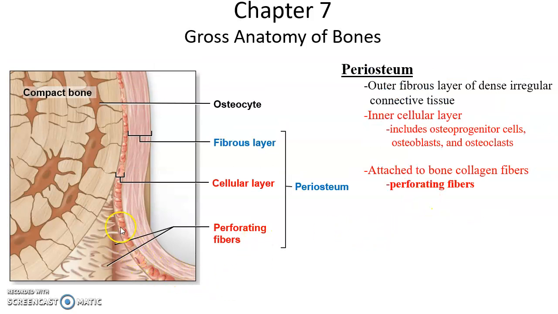Then there's also an inner layer or cellular layer. That thinner cellular layer is where we find the bone cells, such as the osteoprogenitor cells, osteoblasts, and osteoclasts. There are also collagen fibers going from the fibrous layer into the bone itself. This attaches the periosteum to the bone. So again, the collagen fibers go from the fibrous layer of the periosteum into the bone itself.